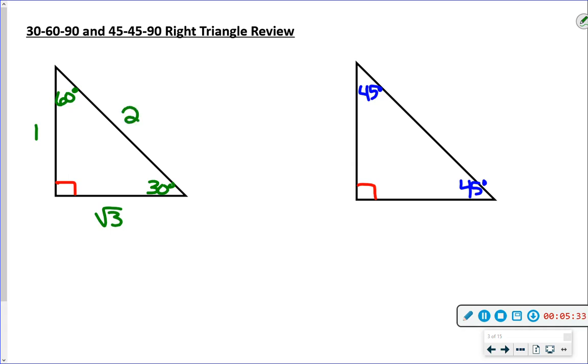So if you remember back to your geometry days, let's say I told you the short side, the short leg, was 5. So 5, 5 square roots of 3, 10. 5 times 2. They're always proportional is how those work.